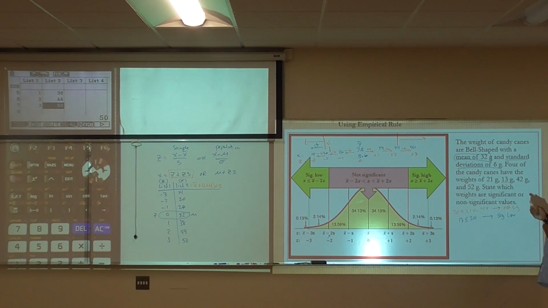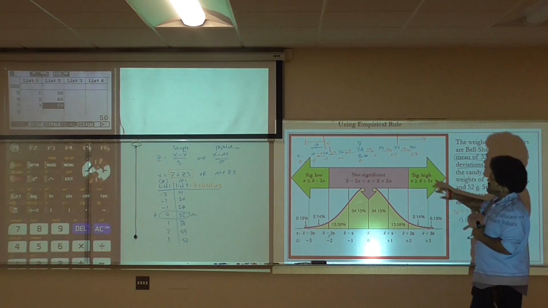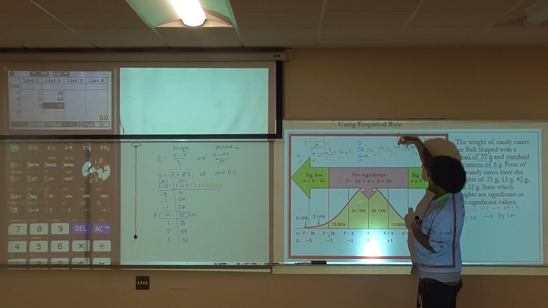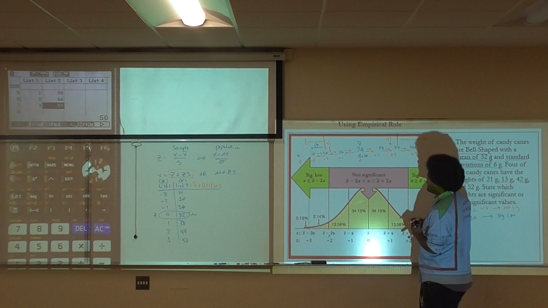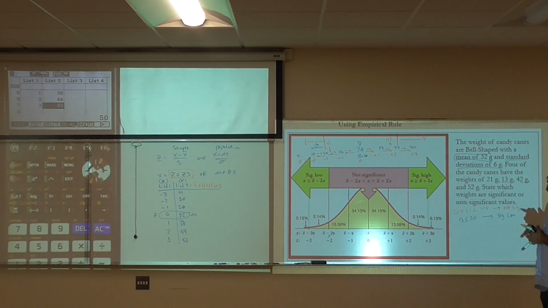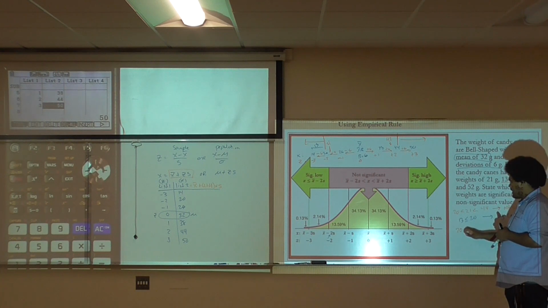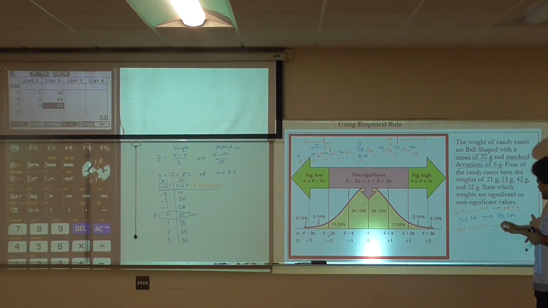The next one we're seeing here is 42. Let's look over here, and we're seeing 42 is definitely between 38 and 40. So 42 is in this region. So it's clearly not in the significant range. We're starting to see that it's within the 2 standard deviations. So 42 is in here, and we know that that is not significant. It's not a significant value.